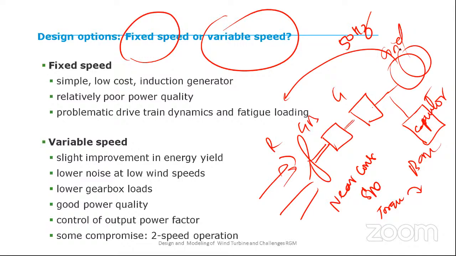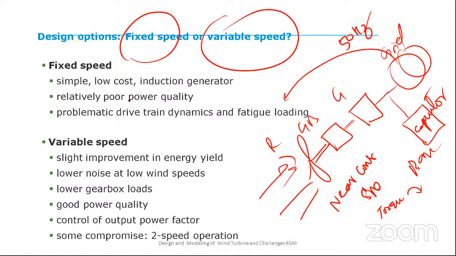The variable speed wind turbine can vary the speed of the rotor, and the generator rotor also can be varied, and the power fluctuation can be more. So with the wind speed, the power also will vary. Then the efficiency of the variable speed wind turbine will be higher than that of the fixed speed wind turbine, right? So that is the advantage.